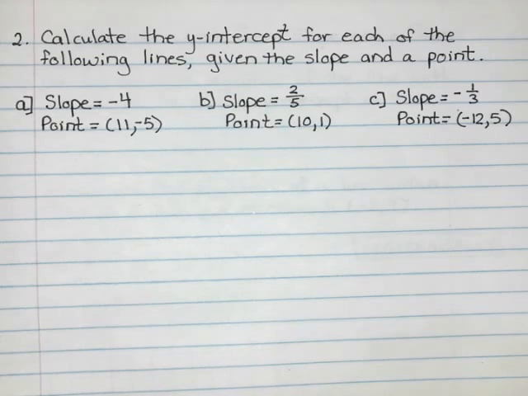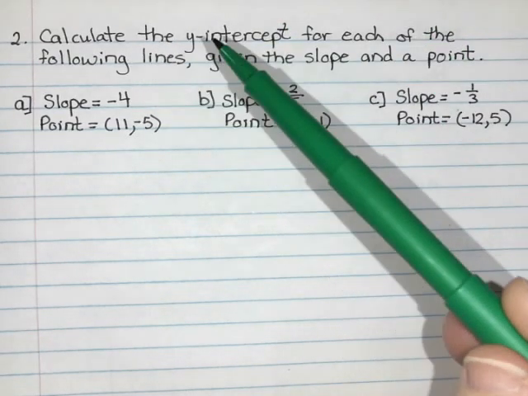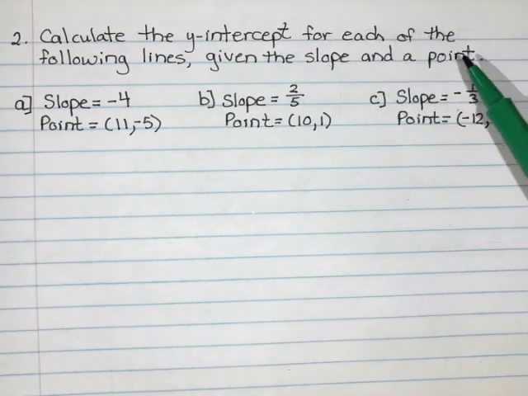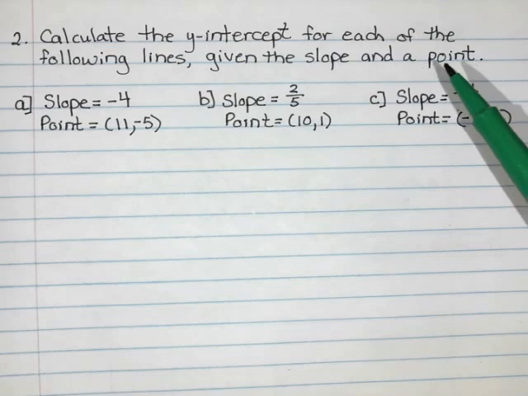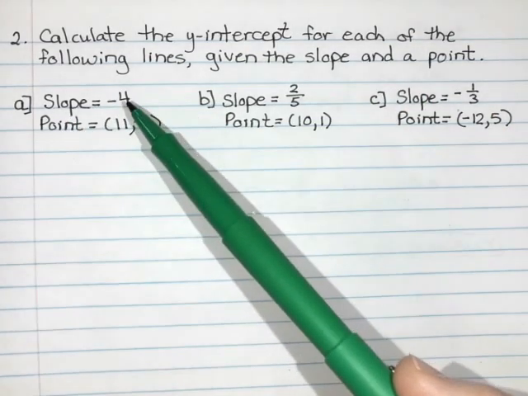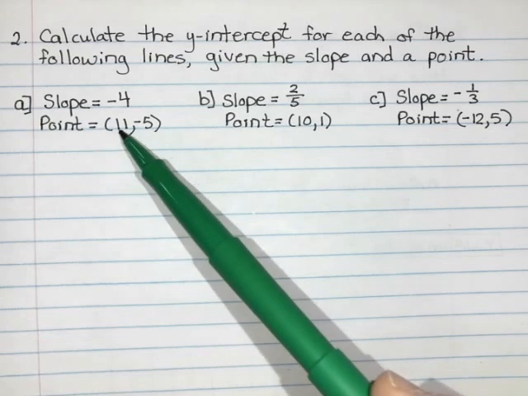This is the second part of our video on calculating y-intercept. So our question here says, calculate the y-intercept for each of the following lines, given the slope and a point on that line. So our first example says that the slope is -4 and it passes through the point 11 and -5.